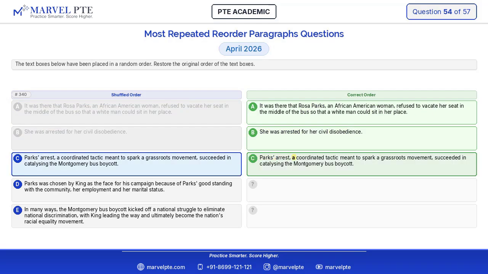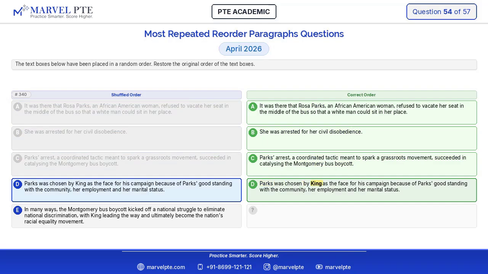Parks's arrest, a coordinated tactic meant to spark a grassroots movement, succeeded in catalyzing the Montgomery bus boycott. Parks was chosen by King as the face for his campaign because of Parks's good standing with the community, her employment, and her marital status.